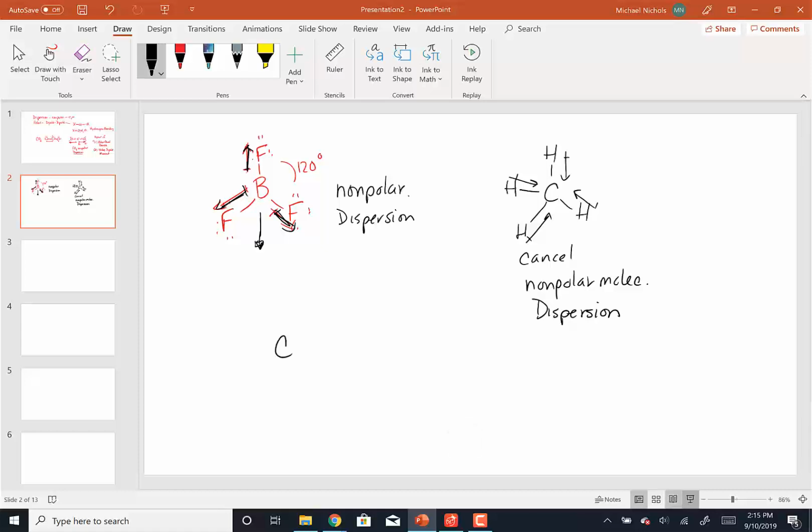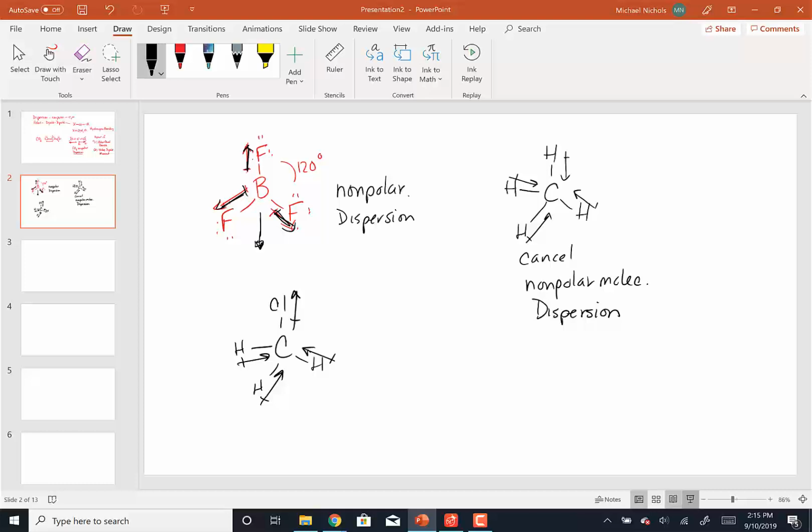Let's say that I put a chlorine on one position, like this. Now the carbon-chlorine bond dipole would look like that. The 3 hydrogens would look like this. And now what would happen is they do not cancel each other out, because this is not a symmetrical molecule.